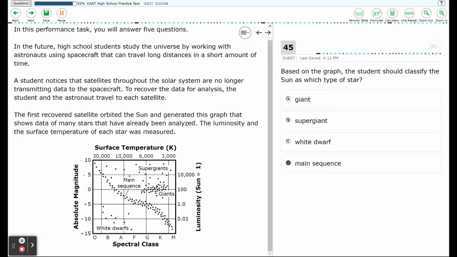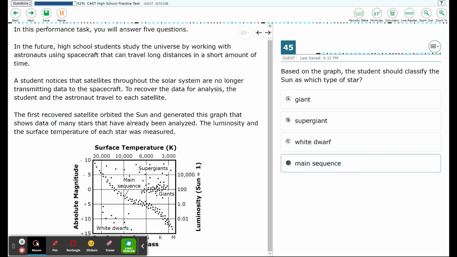All right, so this question actually threw me for a little while because it says based on the graph, and I couldn't find any information here as to where I should be reading on the graph. I know that the Sun is a main sequence star, so I would pick that anyway, but I finally found it, and here it is. You ready for this?